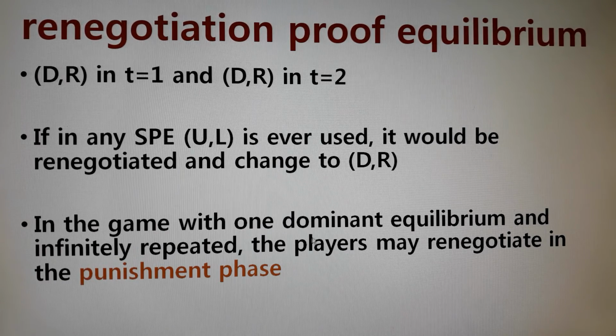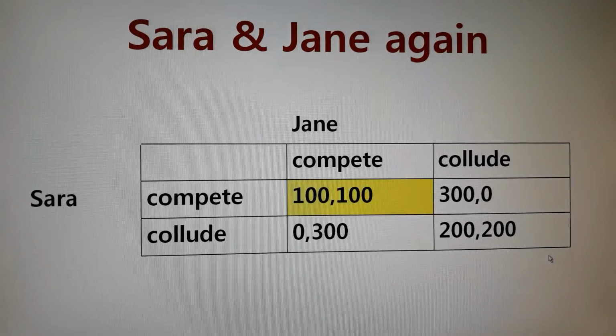In the game with one dominant equilibrium and an infinitely repeated game, the prisoner's dilemma, again we talked about the Apple selling $8, $6. The players may renegotiate in the punishment phase. Look at this. Sarah and Jane, with delta, the discount factor, bigger than half, maybe let's assume that delta would be like 1, almost 1. Then it's possible they play collude.